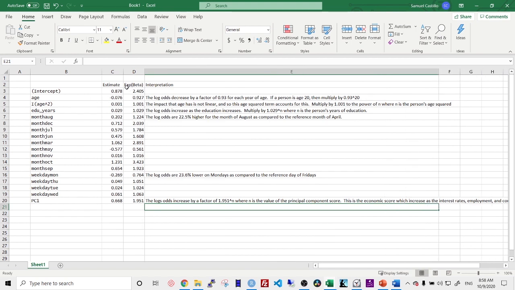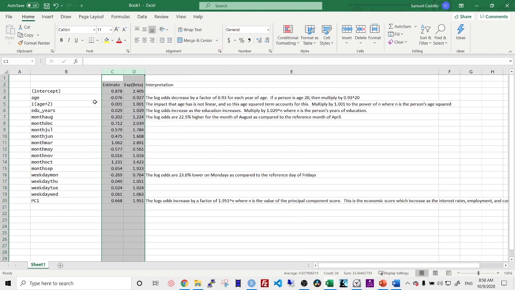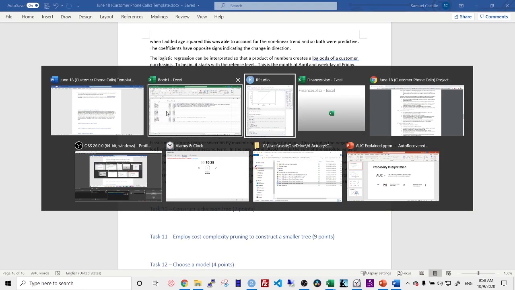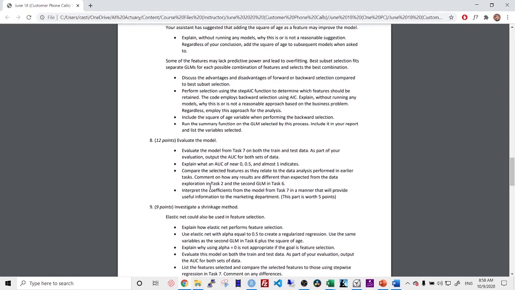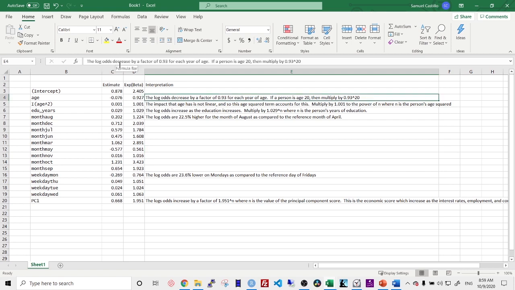And then you want to put this into a nicer format so that you can read it in your document. So I'll just hide these two middle columns. Actually, no, I'll just leave them. Well, let's see. Who is the audience going to be for this question? It says, interpret the coefficients in a manner that will provide useful information to the marketing department. So really clean up the language and try to remove anything that's too complicated. So I see that I'm using the word log odds, so I'll need to explain what log odds means. And let's make this first interpretation easier.